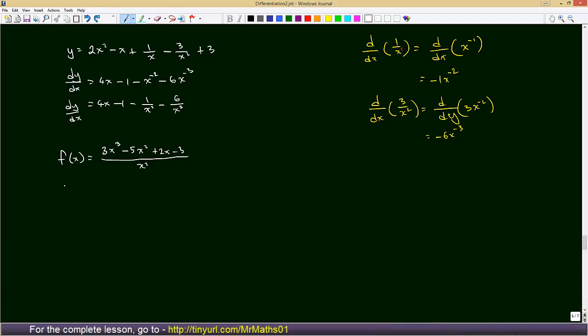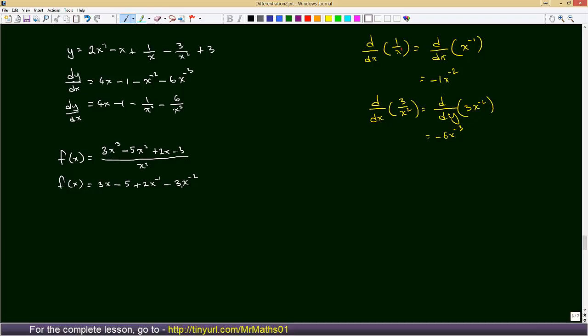So first of all, let's divide all the terms in the function by x squared. So f(x) equals 3x cubed divided by x squared, that is going to be 3x, minus 5x squared divided by x squared is equal to minus 5, and 2x divided by x squared is equal to 2x to the minus 1, and then minus 3x to the minus 2.